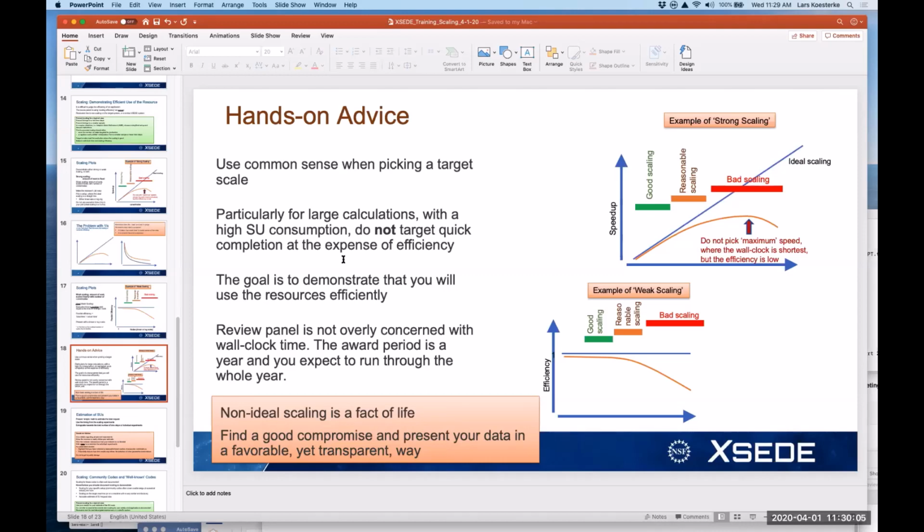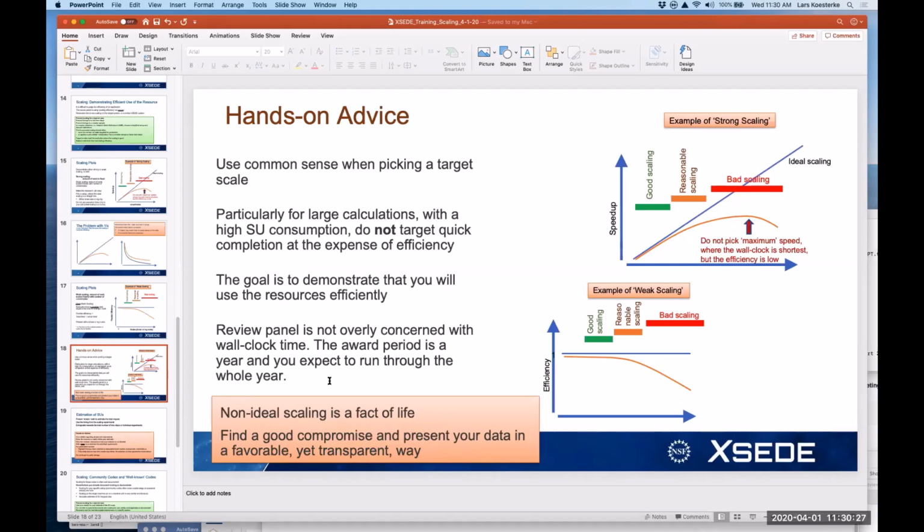Your award period is a year, and you're expected to run through that whole year. So unless you have excellent scaling or you have only a very small allocation, it is expected that you run through the whole year at some kind of even burn rate.